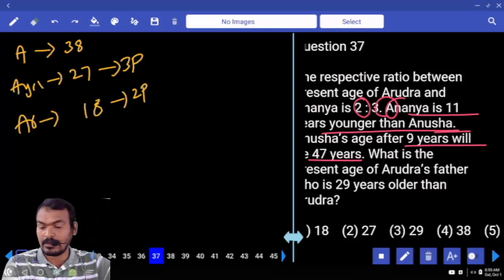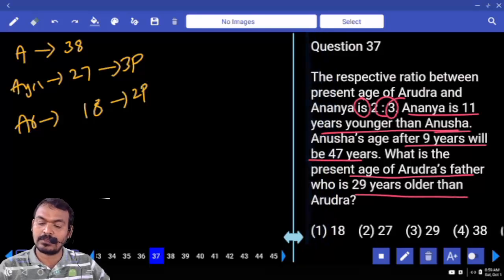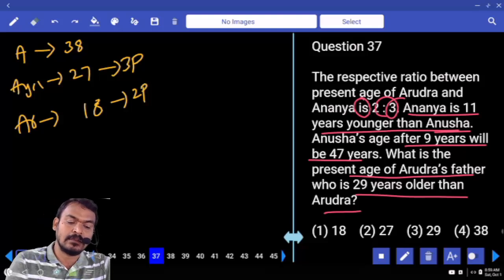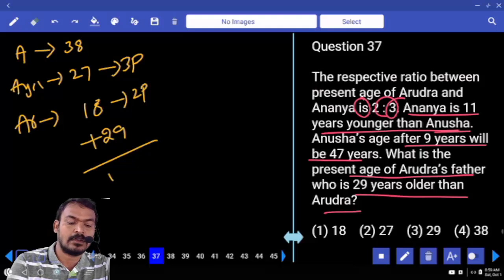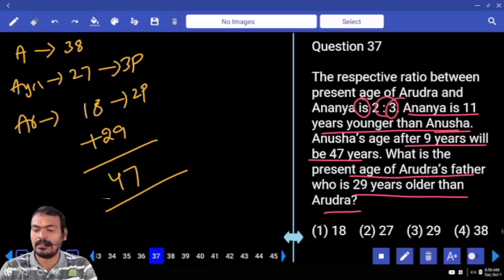What is the question here? The present age of Arudra's father, who is 29 years older than Arudra. Already Arudra is 18. 29 years older means the answer is 47. That is Arudra's father.